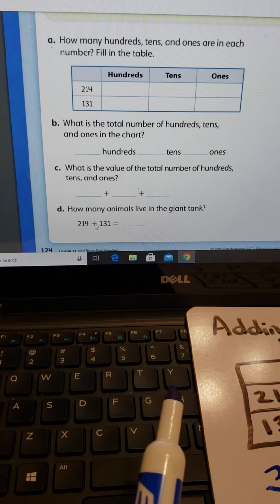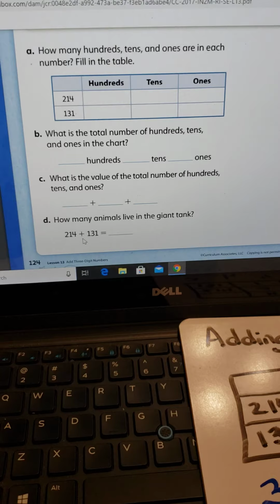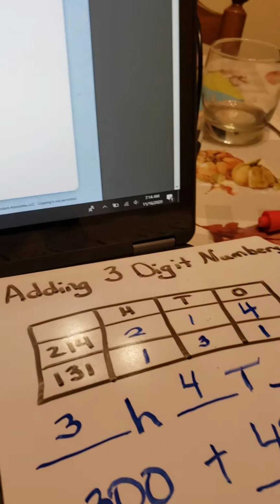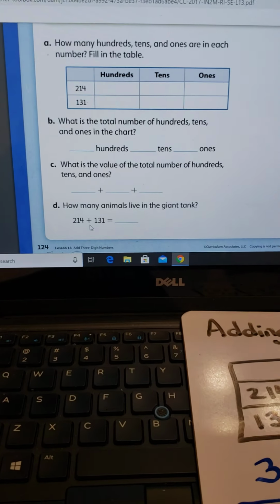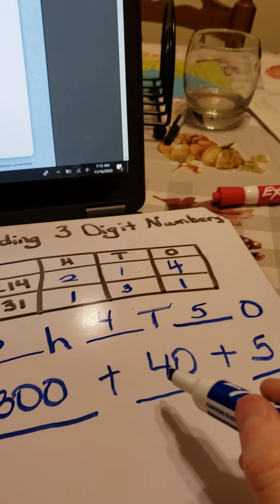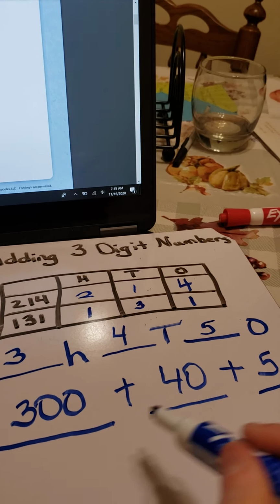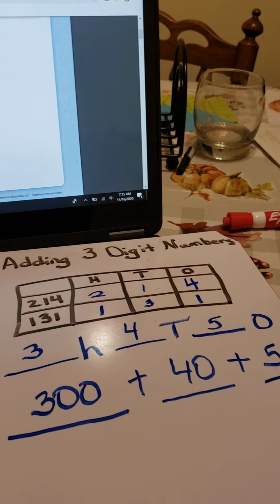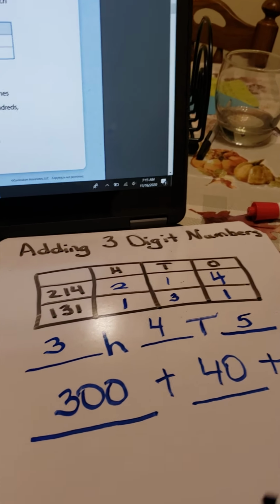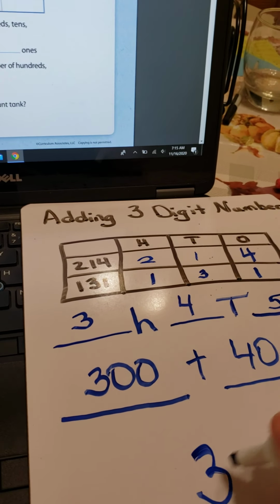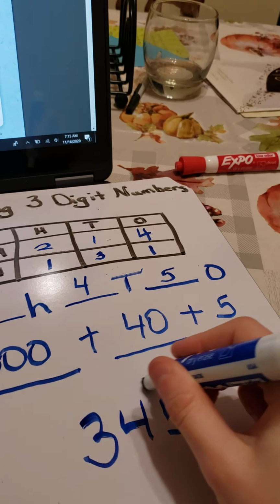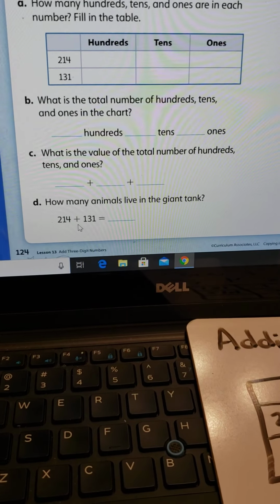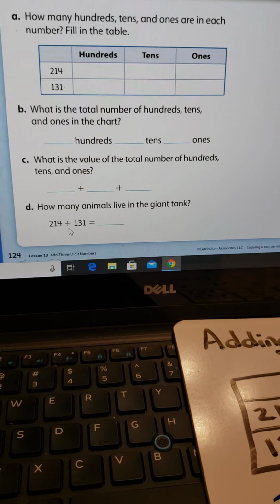All right, the last part says how many animals live in the giant tank. So this is going to be our answer. So we have broken apart all of these numbers to understand what they mean. And now we're going to figure out all together how many animals. So 300 plus 40 plus 5, that's an expanded form. If I put all of those numbers back together, that's called standard form. And that number is going to be 345. Okay, that's my answer, 345. So you're going to be writing that right there in that blank. All right, so we did this page together.